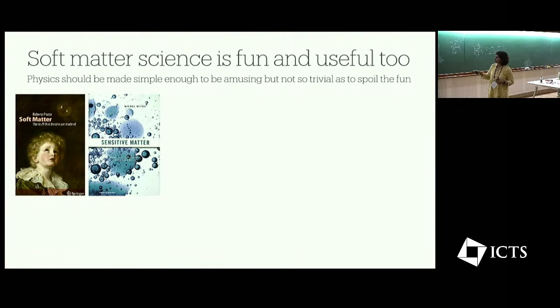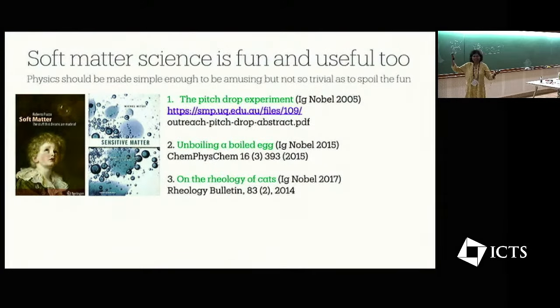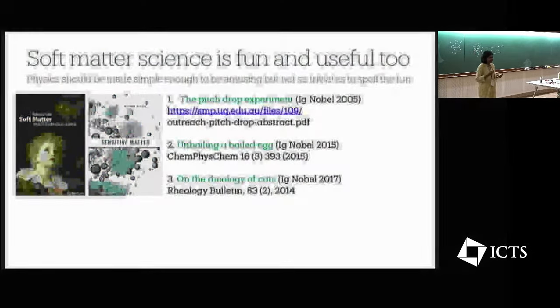The second book is by Michel Mitov, another colleague. He's now in Nice, and the book is called Sensitive Matter. This is really about physics in the kitchen: the mayonnaise, how to make good mayonnaise, how to make good tomato sauce. These are all soft materials. So read the book. It's really beautiful.